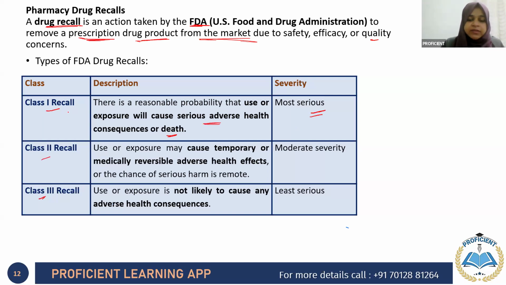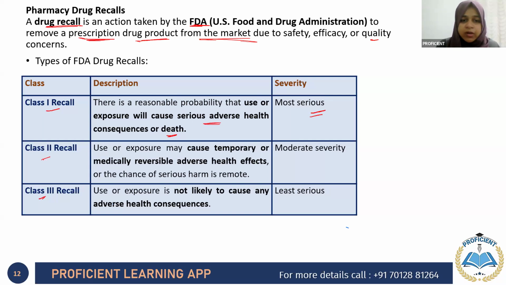Sometimes something has been dispensed by the pharmacist by mistake, and they get a notification from the manufacturer saying there is something wrong with the batch. What do they do? They call the patient directly and ask them not to take it. That is a class one recall. Prompt action should be taken, otherwise there will be serious health issues.